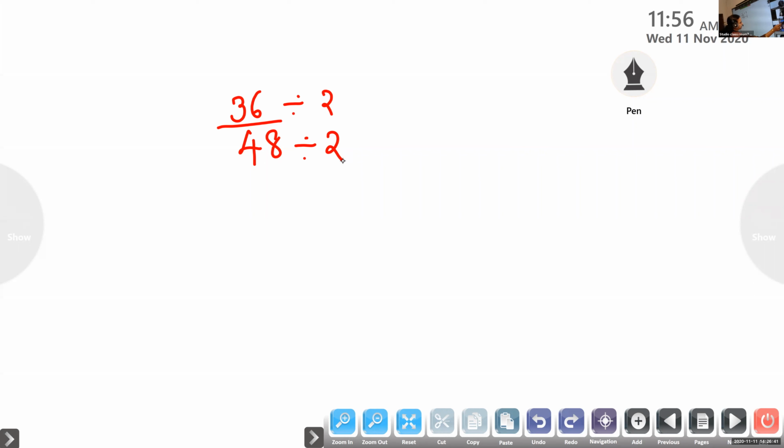Yes, Anandesh. 36 divided by 2 is 18. So here it is 18. What about 48 divided by 2? 24. So when you check, we can divide again here.